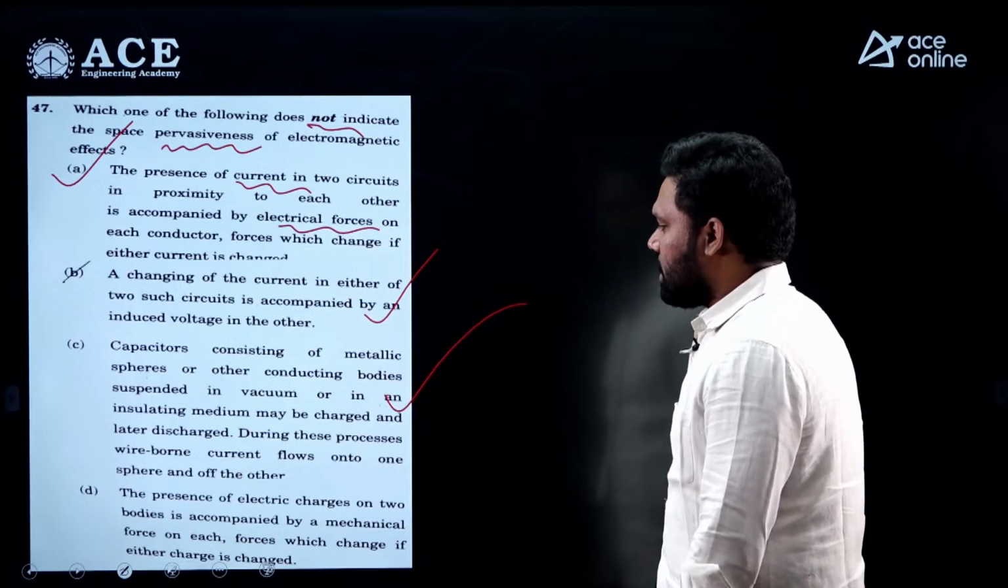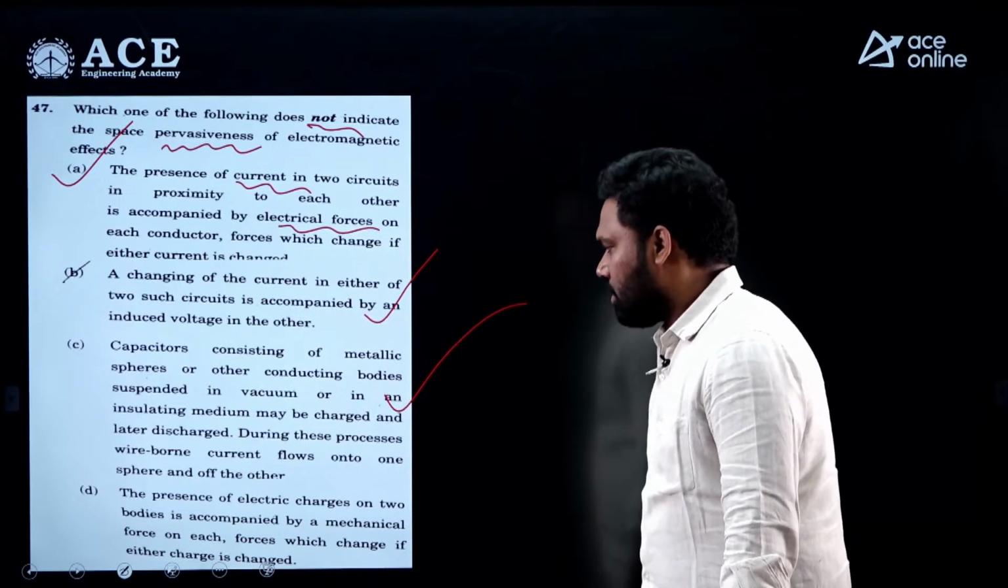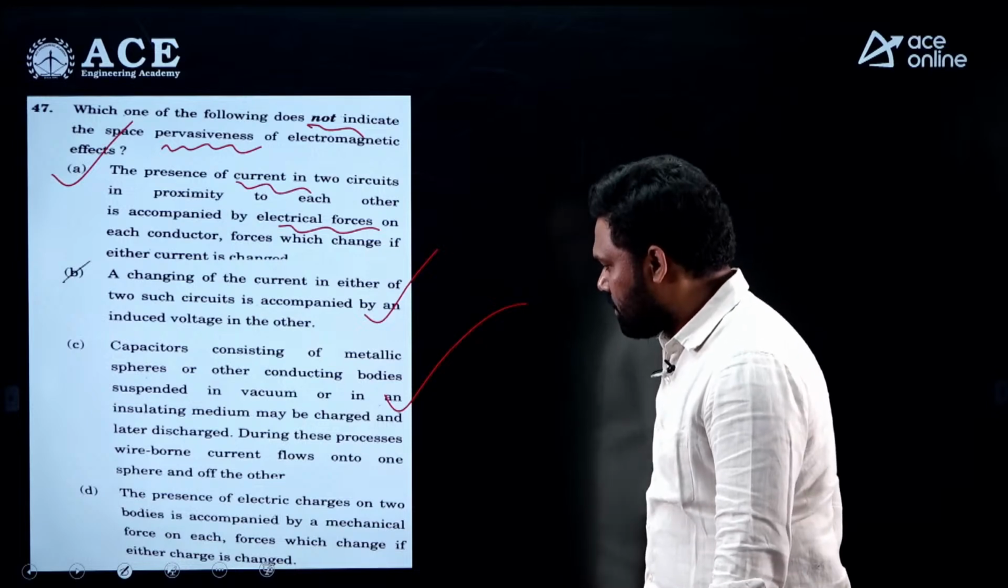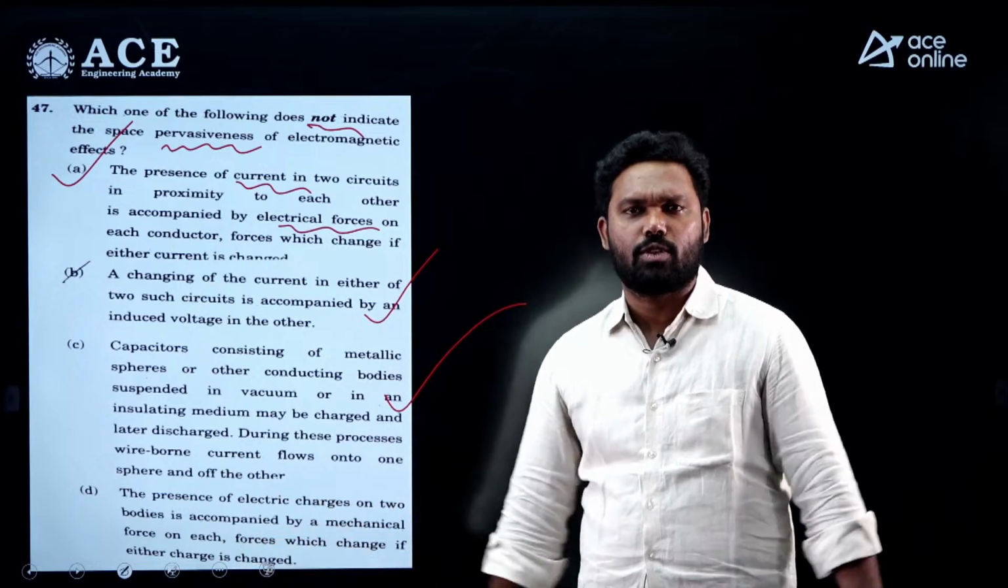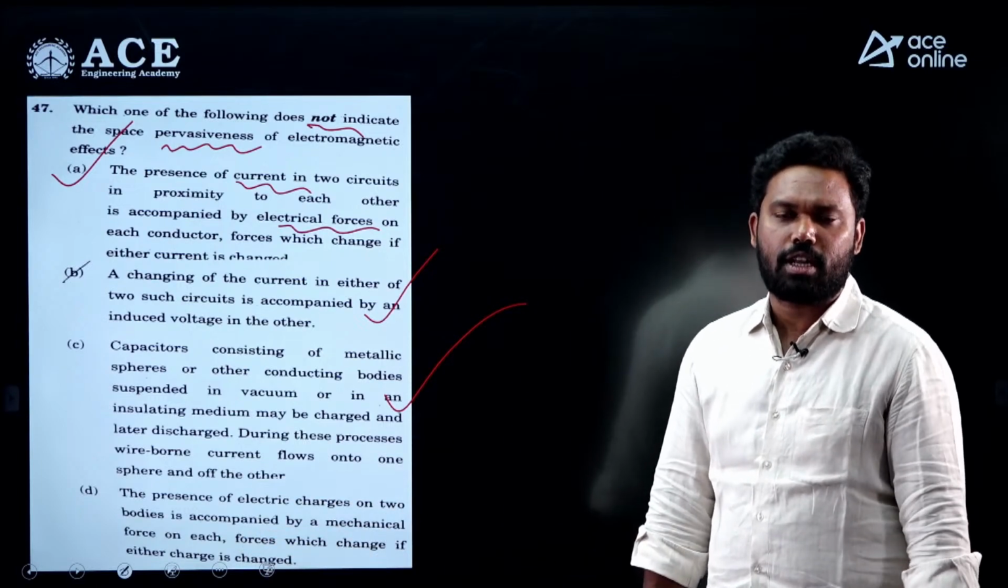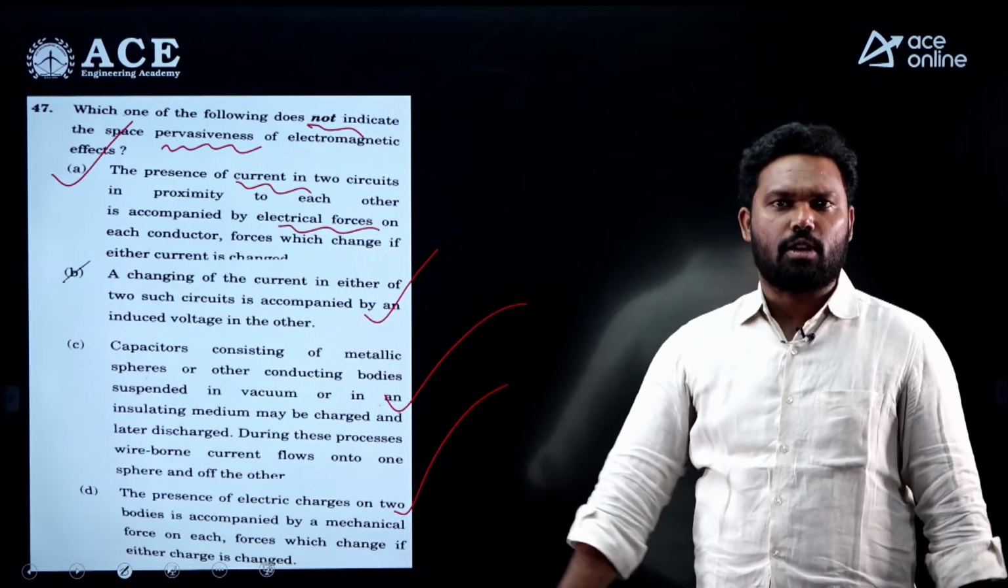The fourth one is the presence of electric charges on the two bodies is accompanied by a mechanical force on each other, and the forces change if the charge is changed. Obviously, if the charge is changed, that leads to a change of electrical force between the two charges. So this is also correct. So the best possible answer is option A.